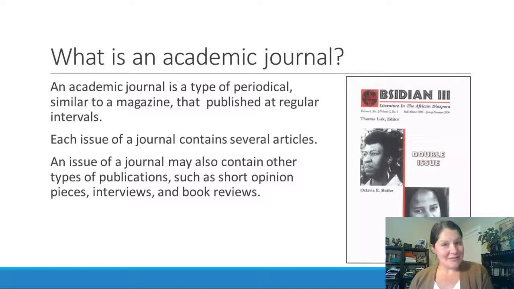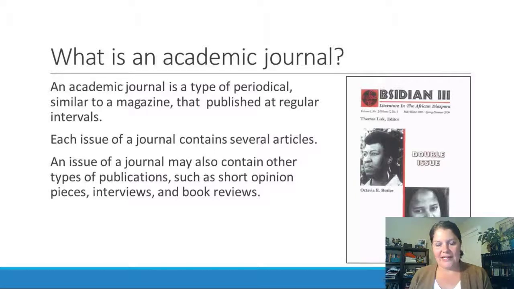So that raises the next question, which is, what is an academic journal? An academic journal is a type of periodical, and by periodical I mean something that's published at regular intervals, like a magazine or a newspaper. And each issue of a journal contains several articles. An issue of a journal may also contain other types of publications. So it may have short opinion pieces, interviews, and book reviews.